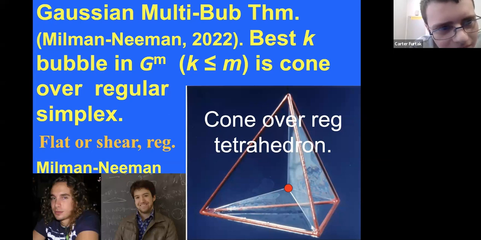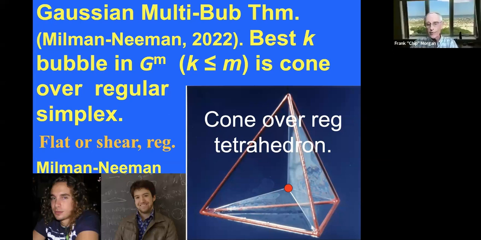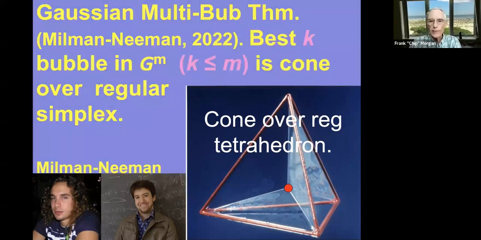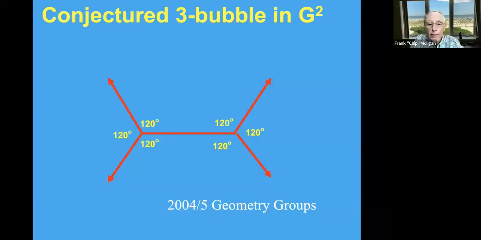Now, the tetrahedron doesn't fit in the plane, and the fourth simplex doesn't fit in 3D, and so on. So this only applies if the dimension is as big as the number of bubbles that you want. And so, for example, although we know the best triple bubble in R3, we don't know the best triple bubble down in the Gauss plane.